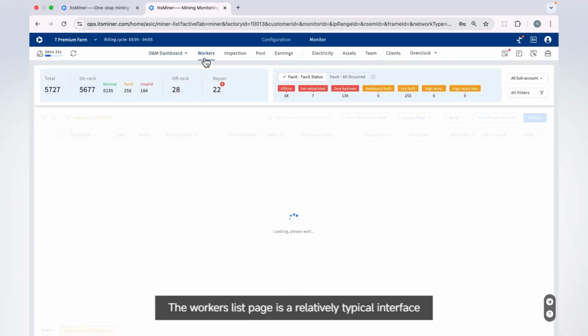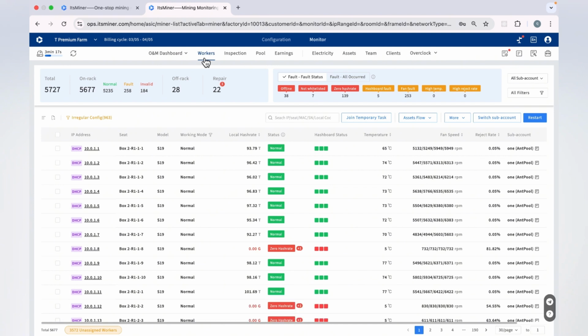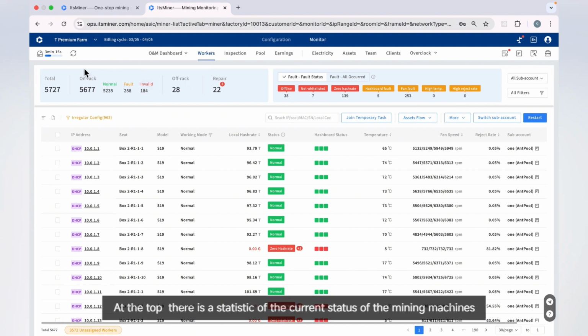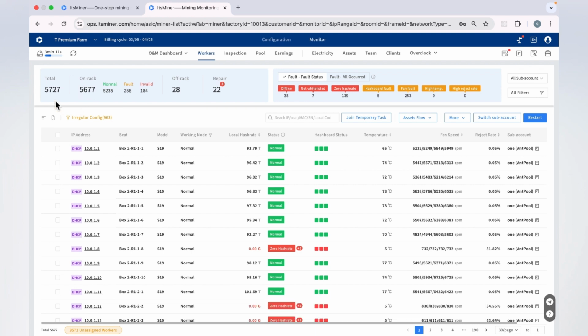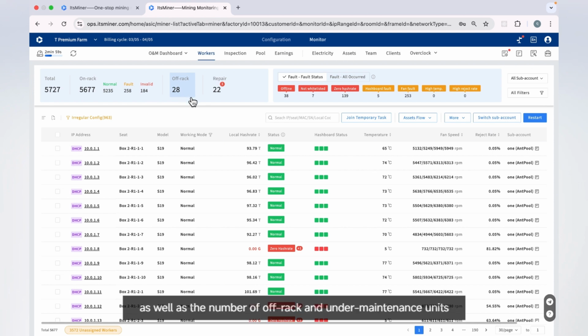The workers list page is a relatively typical interface. At the top, there is a statistic of the current status of the mining machines. The total number of miners, how many are running on the racks, how many of these are normal, how many are faulty with hash rate, and how many are zero hash rate, as well as the number of off-rack and under-maintenance units.